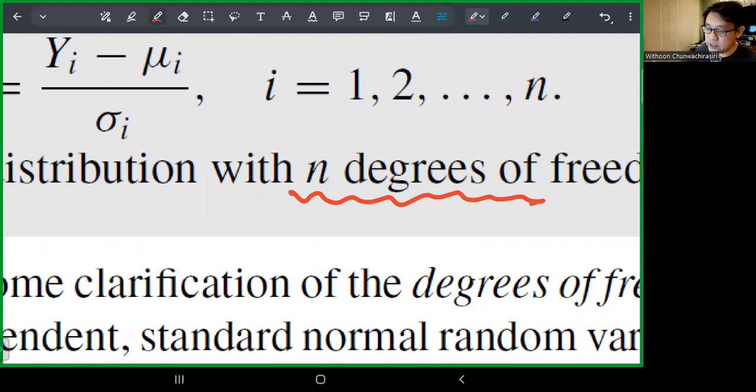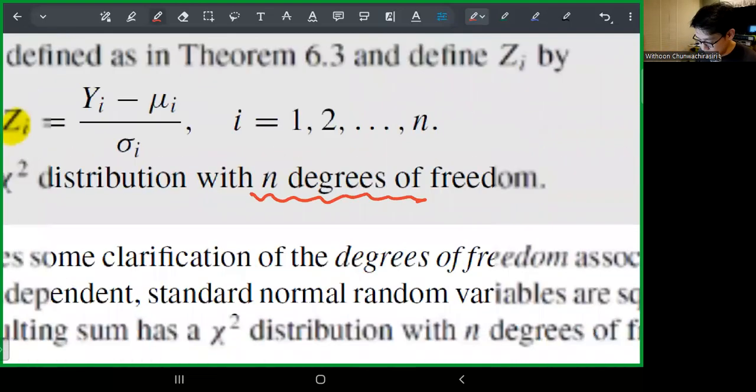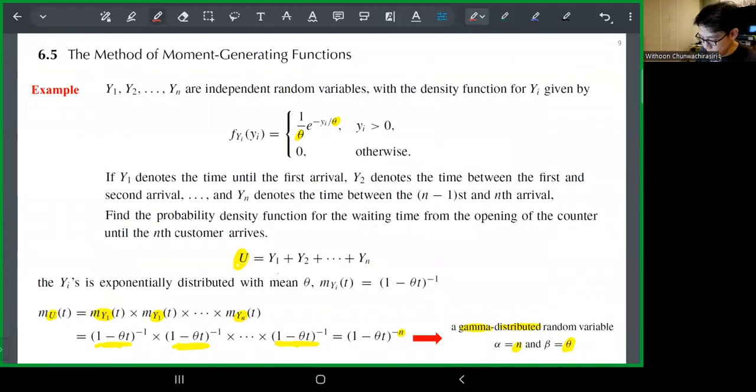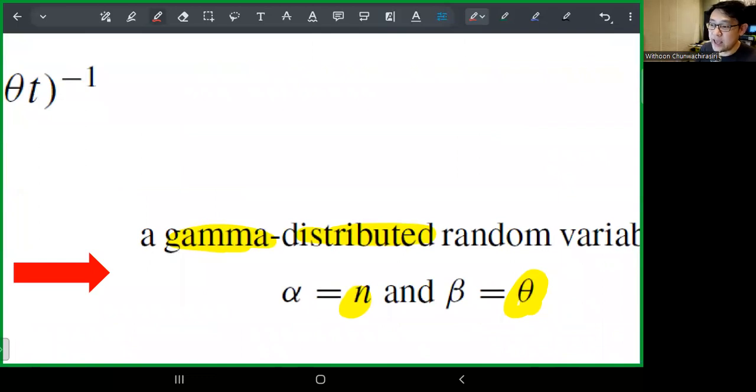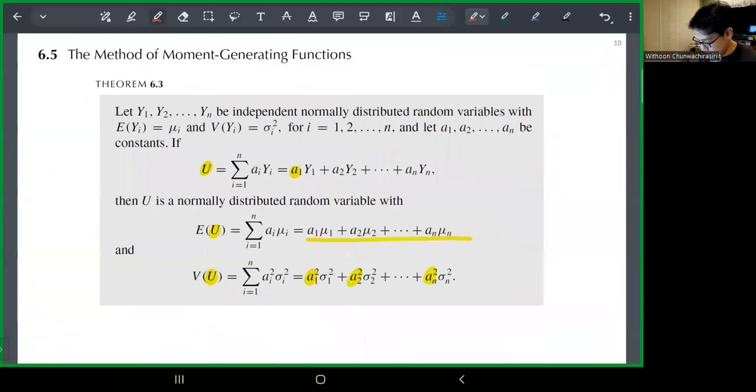Another example is if you have an exponential function, and you have a sum of those exponential functions. By doing this method of moment generating functions, you just proved that at the end you get a gamma distribution. Yeah, so it's kind of nice. Okay, so I hope this works.